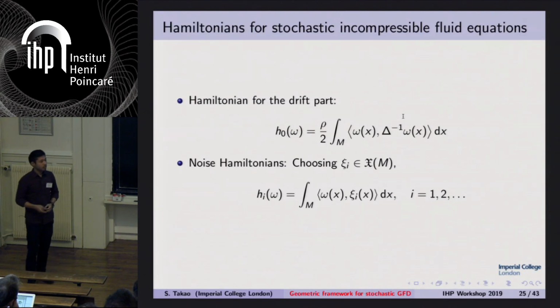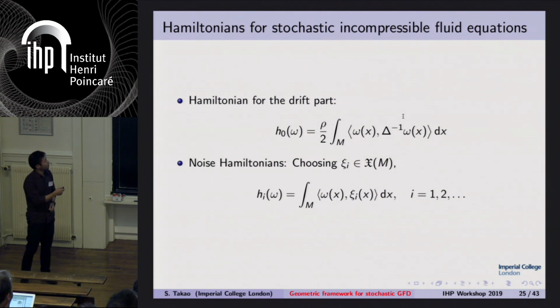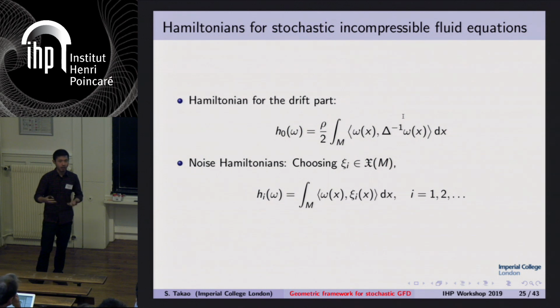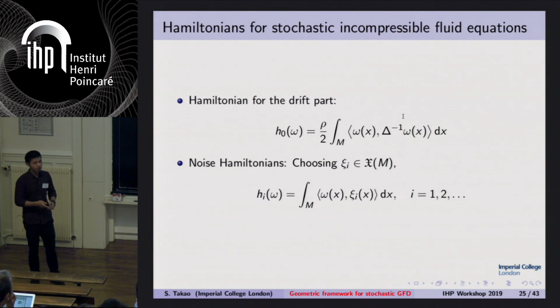So for our fluid case, we take our Hamiltonian for the drift part to be the kinetic energy, as we showed before. And we choose our noise Hamiltonians to be of this form here, where ψ_i are arbitrary vector fields. So this is not a canonical choice, so we have to choose this by ourselves. And I'll talk about how we can choose this in the numerical simulation section later. But we choose these Hamiltonians.